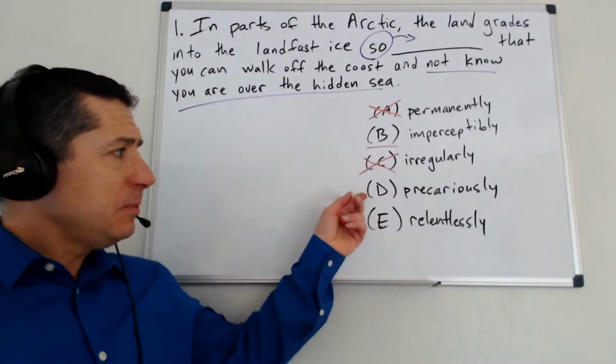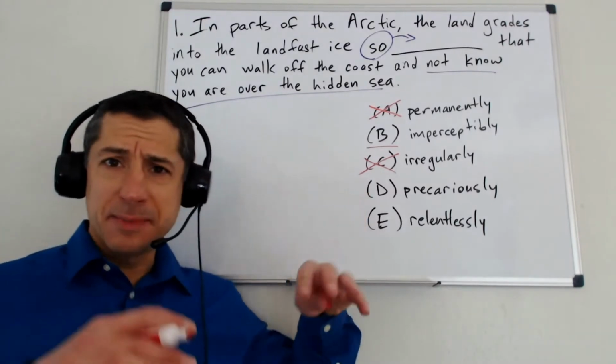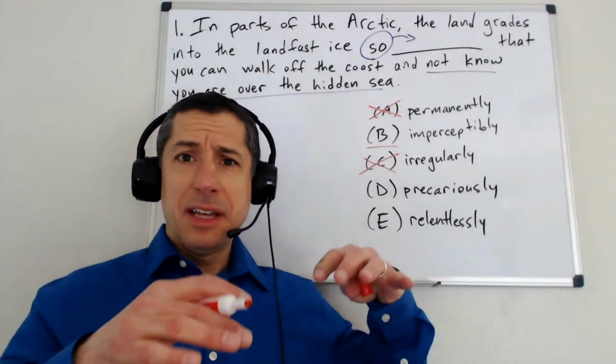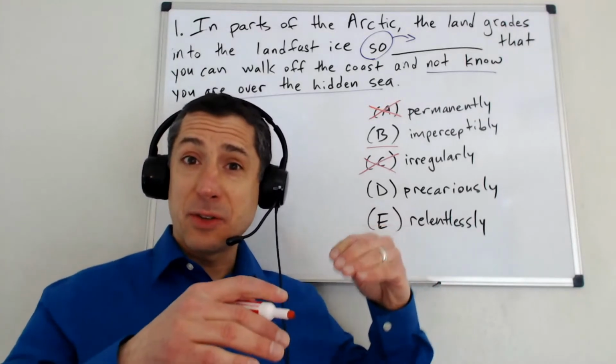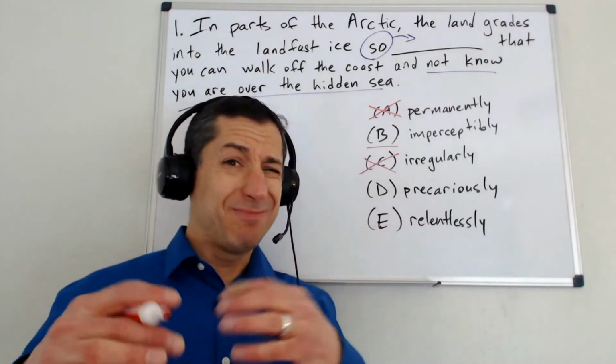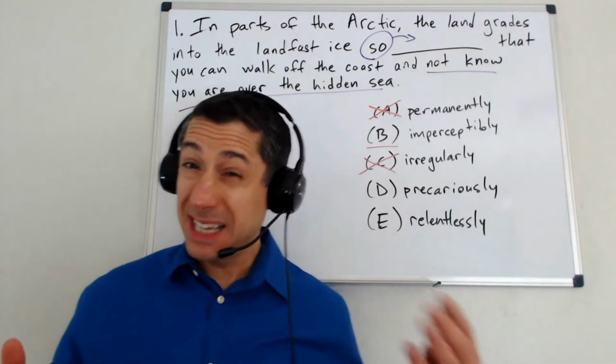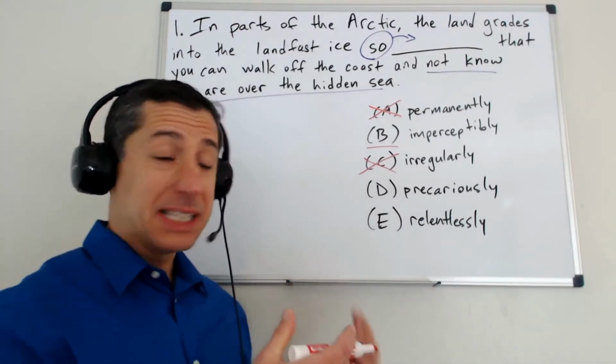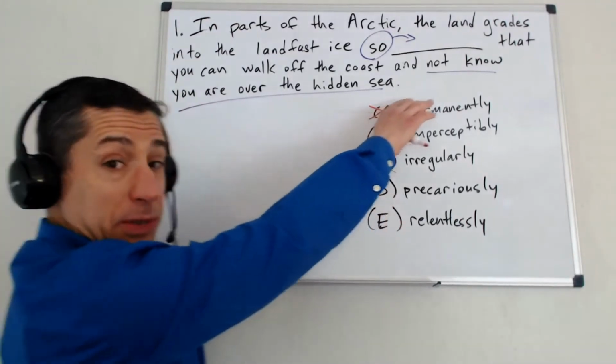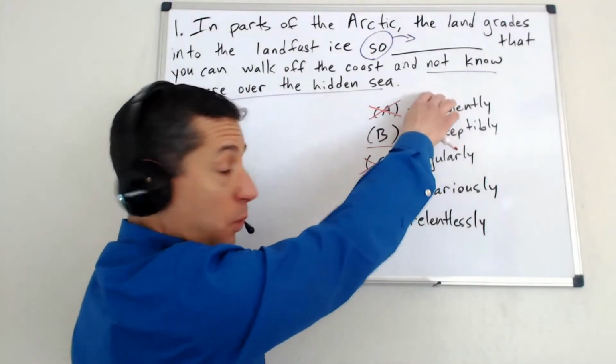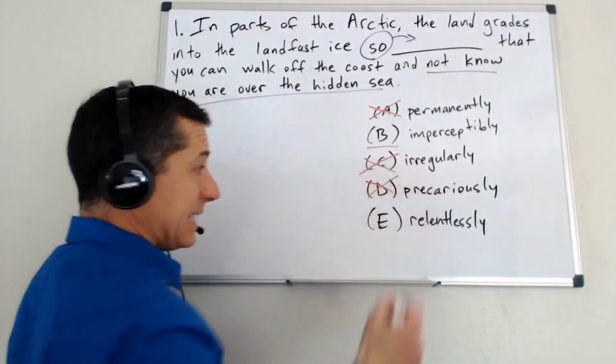Precariously. Well, what does precarious mean? Precarious means something that's unstable, and that has nothing to do with it either. So if the land grades into the sea in an unstable way, I guess that would mean we're falling into the sea or something, or the land's not very stable. Nothing about that. The only thing we're trying to support here is that we don't know that we're over the sea. So we can eliminate D.